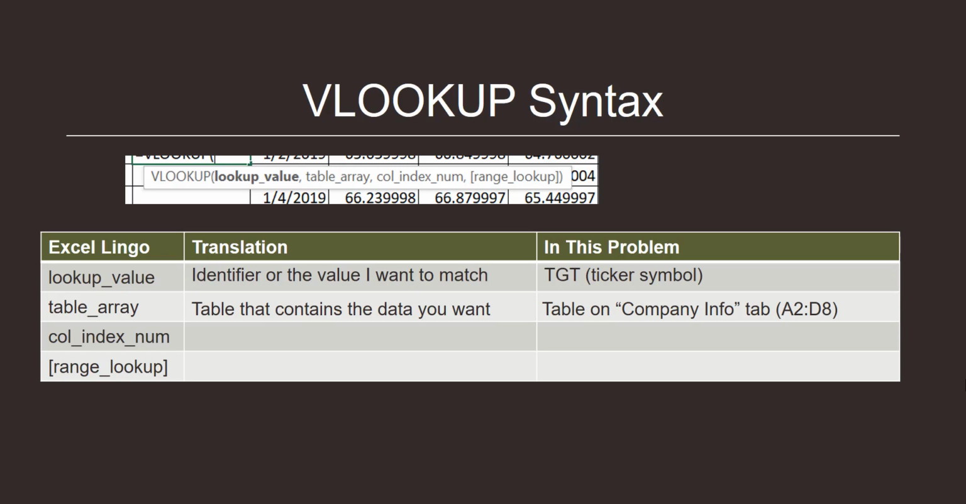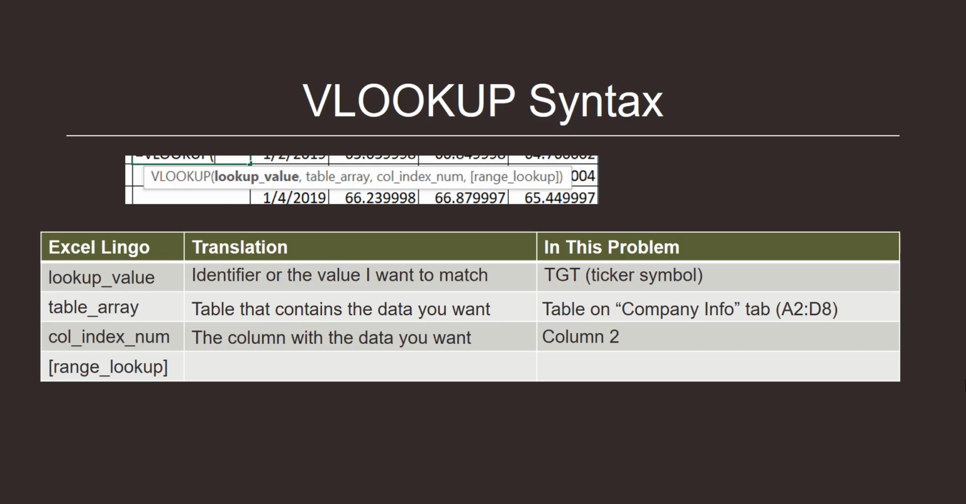Next, I need to fill in the column index number. The column index number is the number of the column with the data you want. You're actually going to hard code the column number. And you're just going to count from left to right, from where you started that table array, the data that you selected, just 1, 2, 3, 4. So in this data set, the column we're going to pull data from this time is column 2. That was where our company name was held, in the second column. We had ticker symbol first, and then company name in the second column.